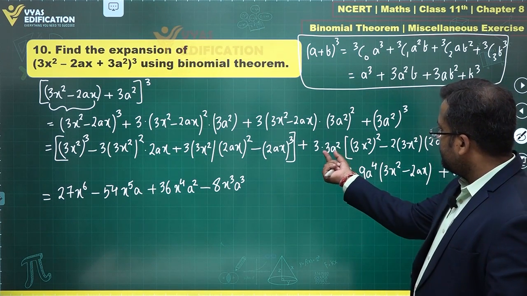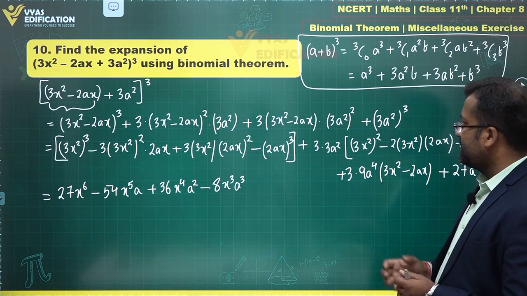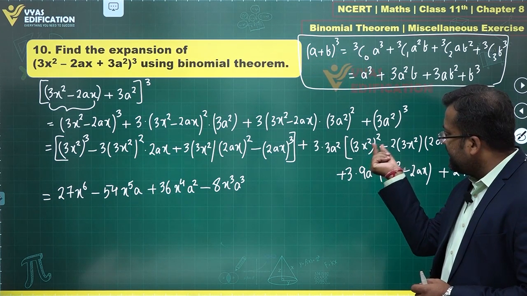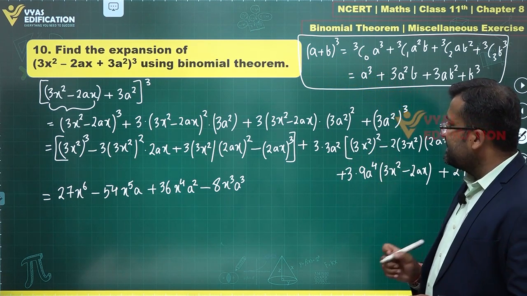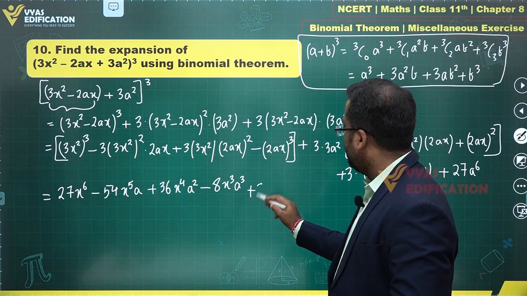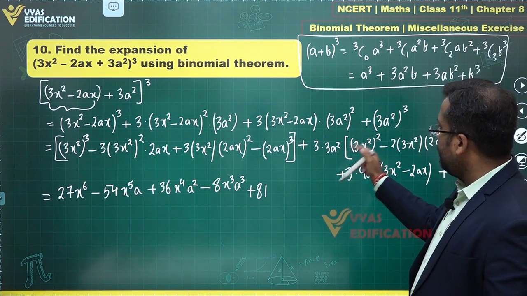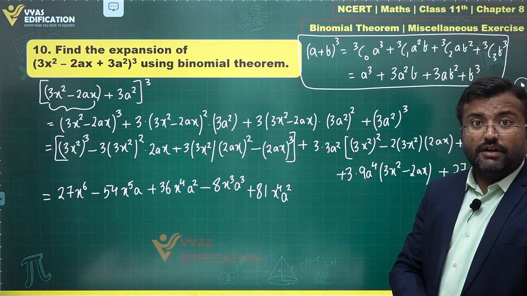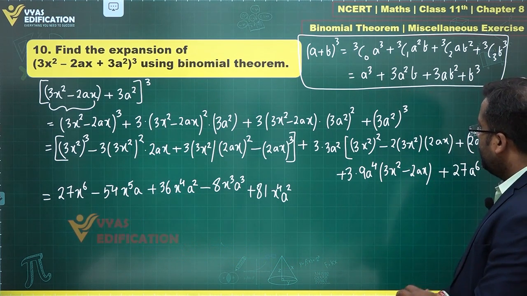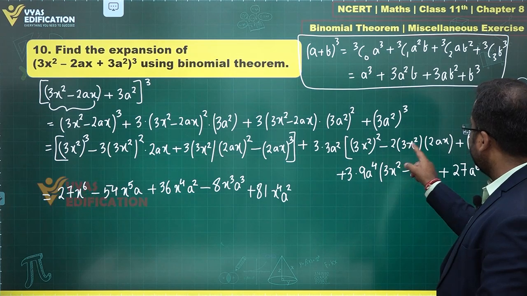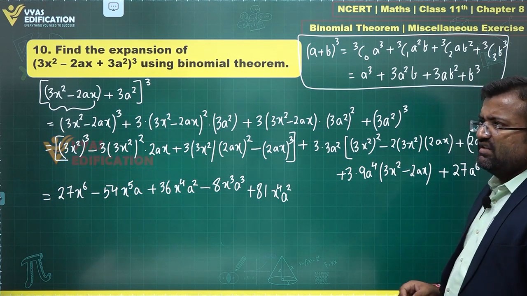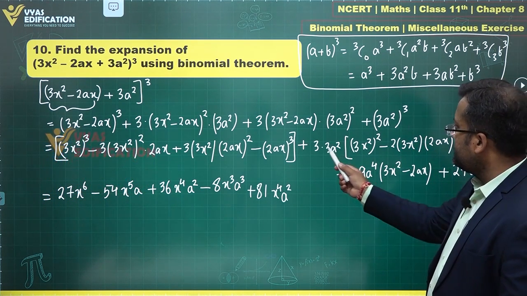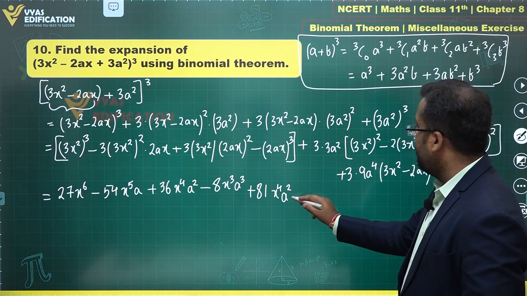Next, this term is 9a², let's multiply with this. What is this term over here? This is 9x⁴, 9 times 9 is 81. 81, there is an x⁴, there is an a². Let it be. What next? Then you have a minus over here. This is 3 times 2 times 2. This is 3 times 4, 12. 12 times 9 is 108 with a minus.